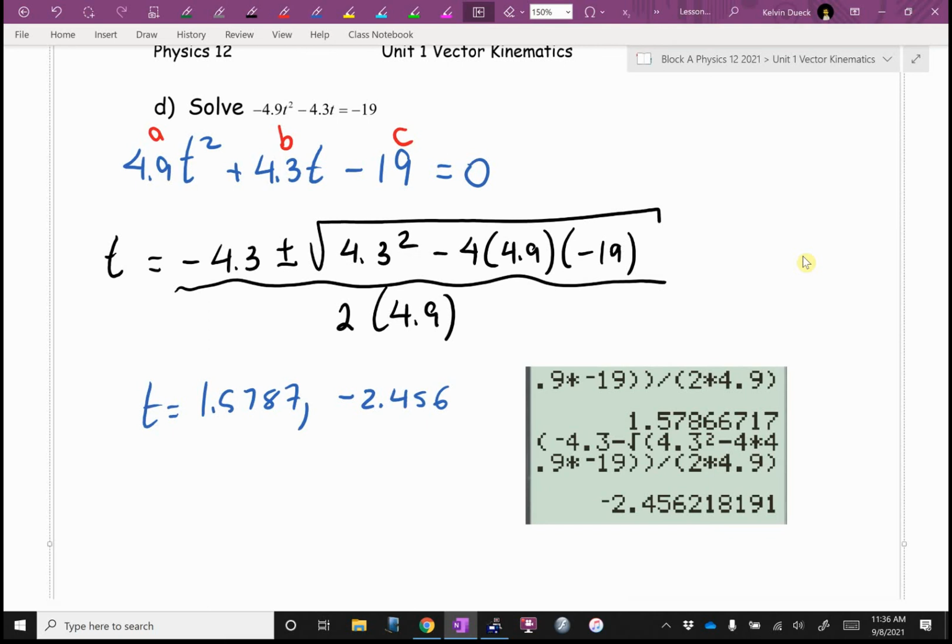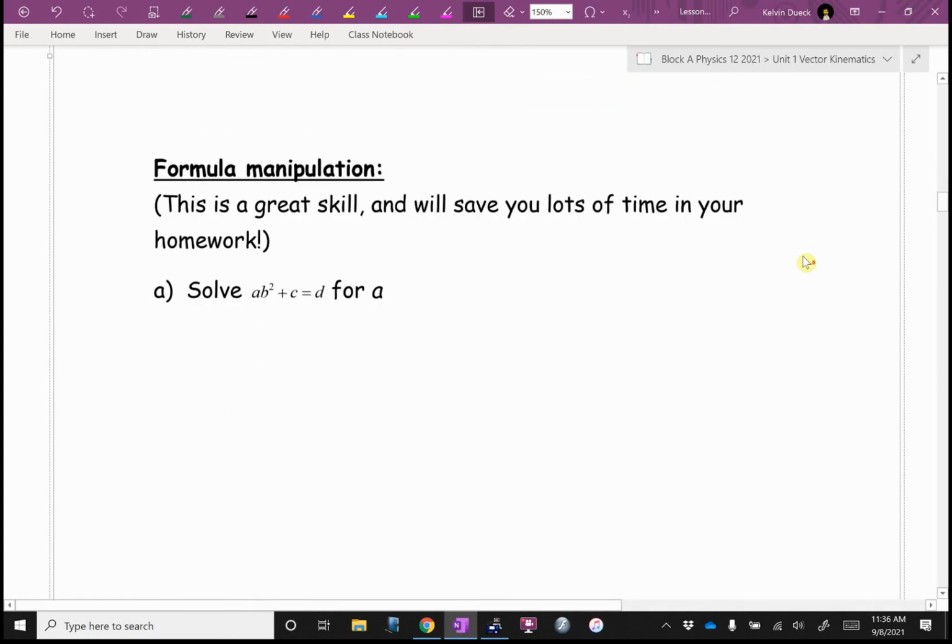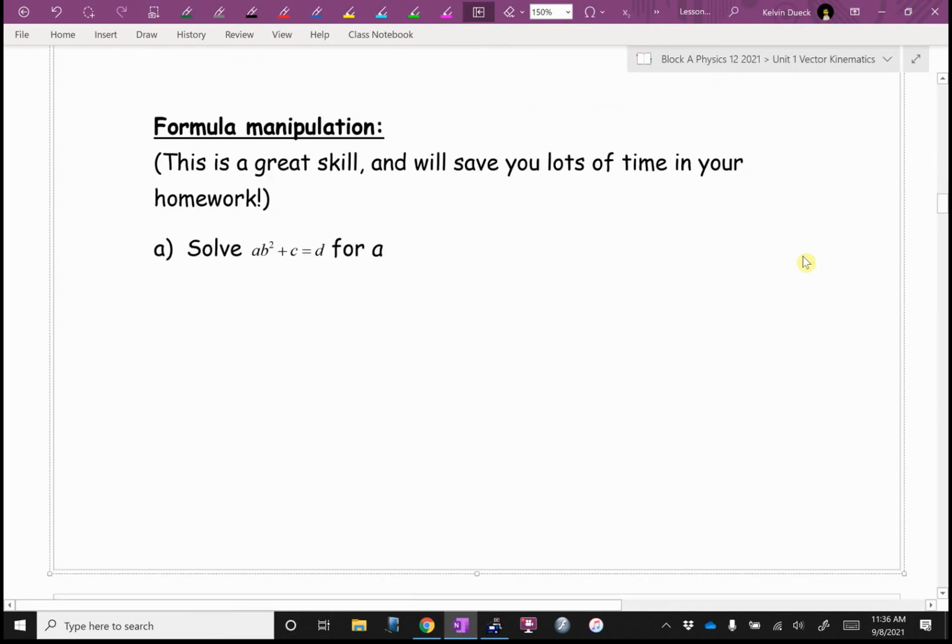So, in theory, that was review, but some of you might have seen it last year in the fall, a year ago. And who the heck remembers stuff from a year ago? Formula manipulation. This is a good skill and will save you lots of time. Get the A by itself in your head.